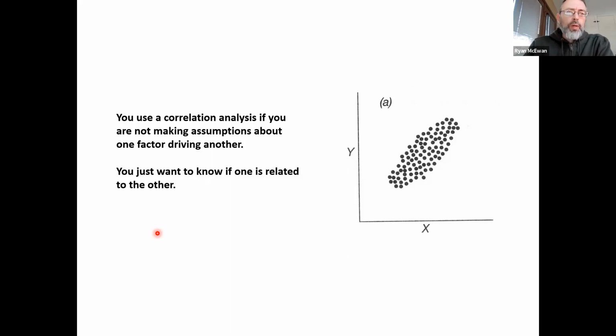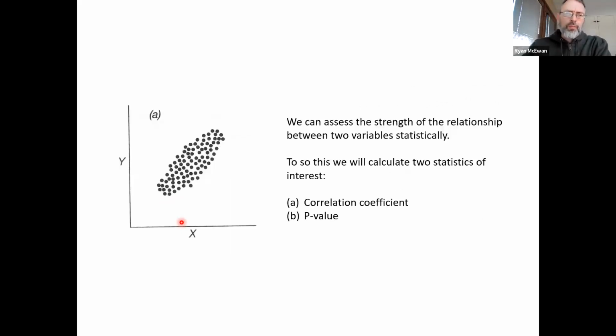When we're going to make a prediction or we're going to assume causation, then we're going to use regression analysis, which is coming up in the next set of lectures. Okay, here we have a relationship where as x increases, y is increasing. This is seemingly a positive correlation. But other than just visually looking at this, we can also assess the strength of the relationship between these two variables statistically.